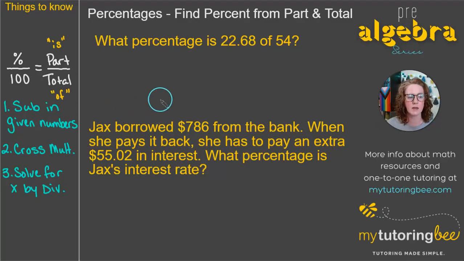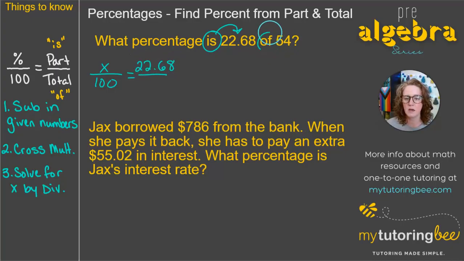Let's go ahead and set up our proportion here. So we've always got our fraction over 100 equal to another fraction. And let's see what the question is. Let's read it one more time. What percentage? So that tells us that they're asking for the percentage. We don't know what this number over 100 is yet. So that's where we're going to put our variable. I'm going to use x for this one. Is 22.68 of 54. So the "is" is the numerator, that's the part, and "of" is the denominator, that's the total.